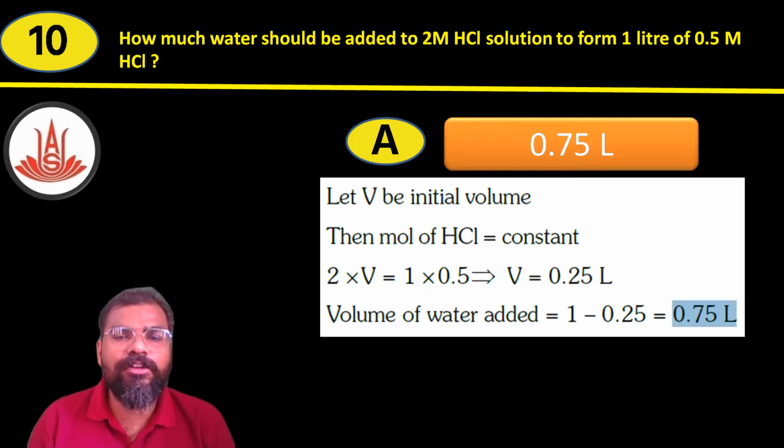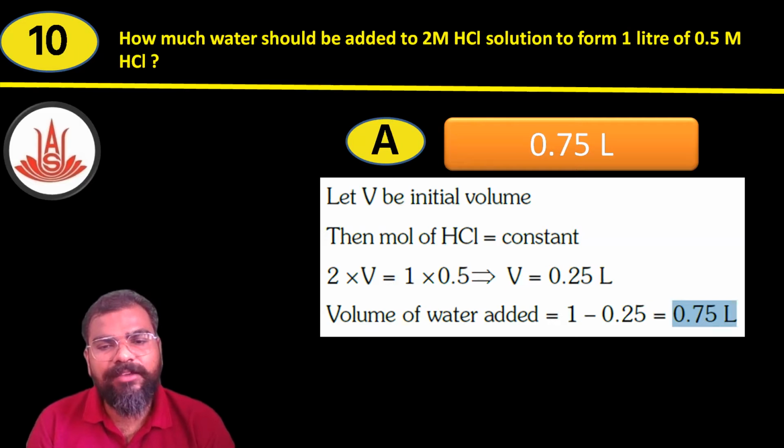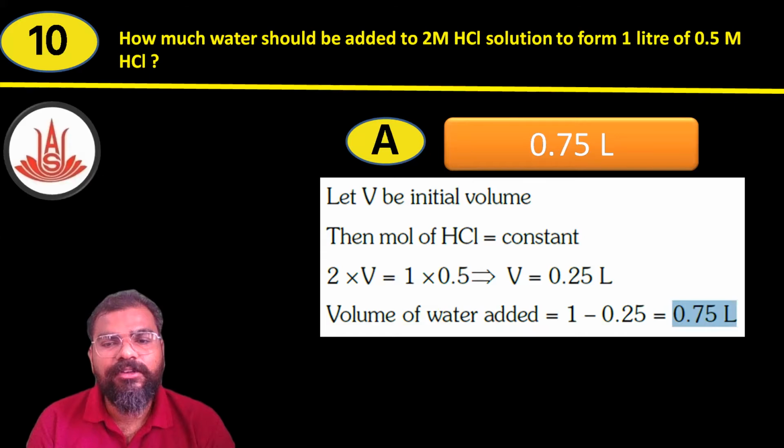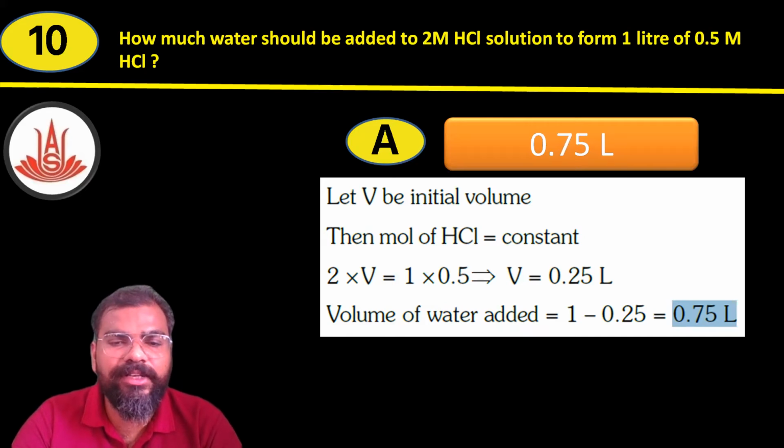Let the initial volume be capital V, हमें पता नहीं है. Then the mole of HCl, वो constant रहने वाला है. So 2 multiplied by V is equal to 1 multiplied by 0.5 molarity they have mentioned. So V को subject बना दो, V is equal to 0.25. तो volume of water added: 1 लीटर है आपके पास, उसमें से 0.25 subtract कर लो तो 0.75, उतना पानी आपको डालना पड़ेगा. So this is what question number 10, option A, 0.75 liter, is the correct answer.